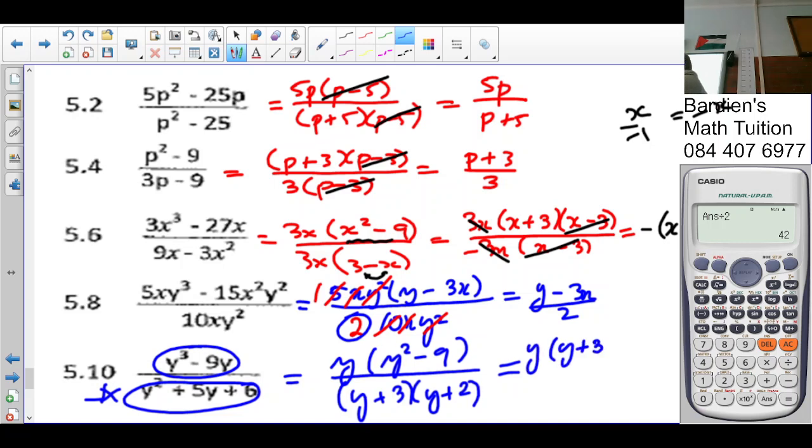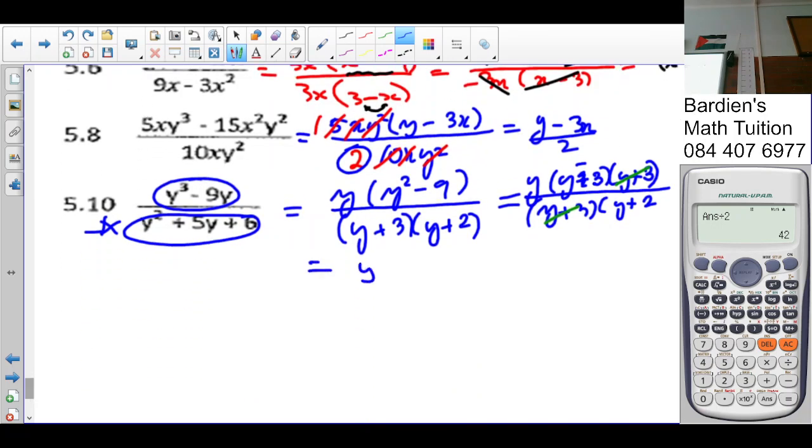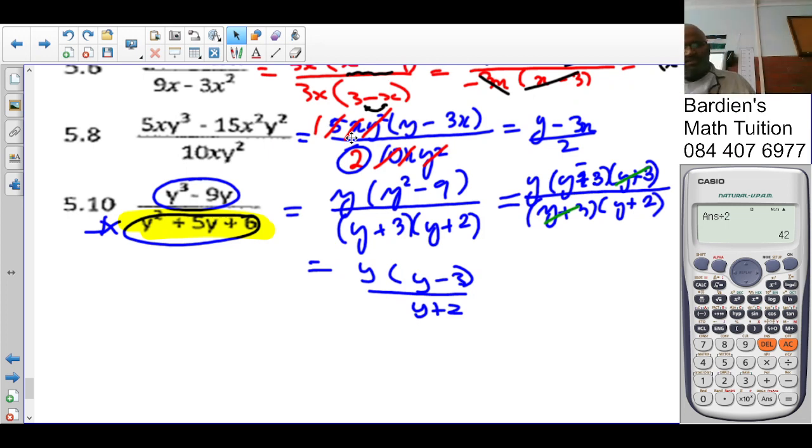Difference of 2 squares. Okay? Y plus 3, sorry, 1 plus 1 minus. Y plus 2. So what is going to happen here? Y plus 3 cancels y plus 3. Leaves you with y into y minus 3 over y plus 2. You guys understand? But of course now, because of this here, you couldn't have worked that one. Okay, you guys understand? Let's carry on.